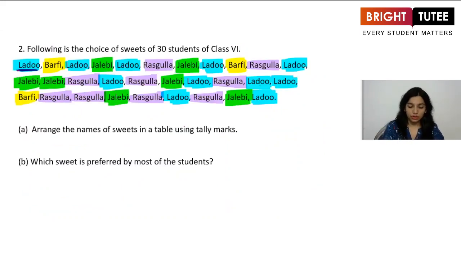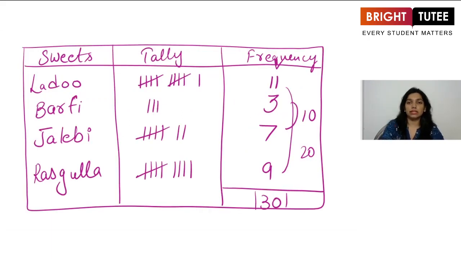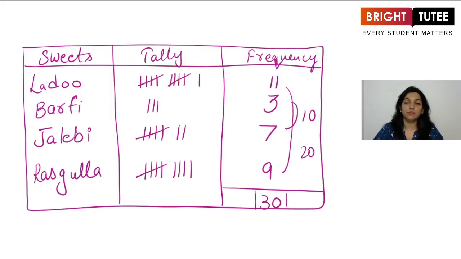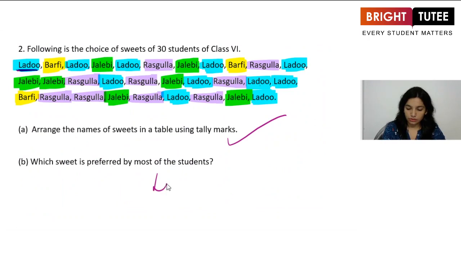Okay, so the first question says arrange the names of sweets in a table using the tally mark. So this is done. This is how we have arranged all these data in a tally table. Now, which sweet is preferred by most of the students? So see, which particular frequency do you see has got the highest number? So the answer is laddu. It is 12. So let us write it here. Laddu is what is preferred by most of the students.